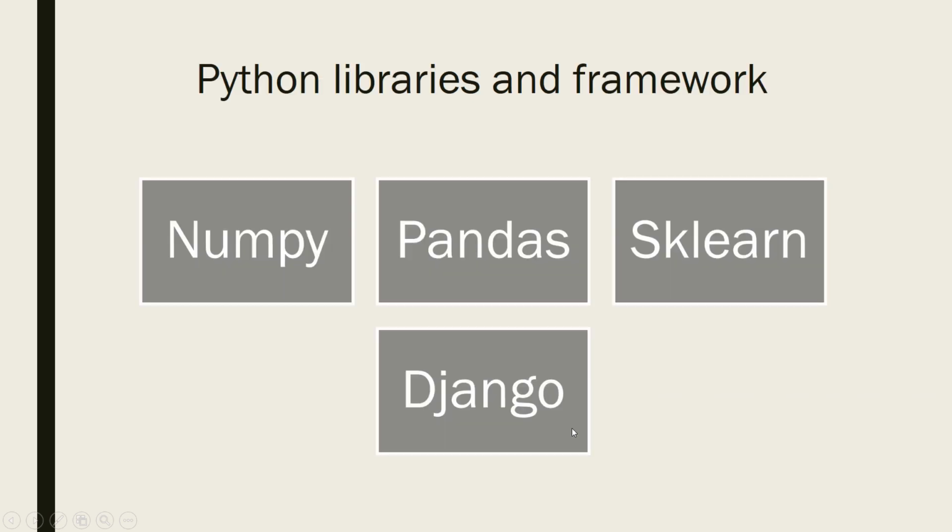Moving ahead to Python libraries and framework, we will be using 3 Python libraries in the project: NumPy, Pandas, and sklearn. And we need a Python web framework to build the website, that is, we need Django. In case you have not downloaded these libraries and framework, you can get help from the link given below in the description on how to download them.